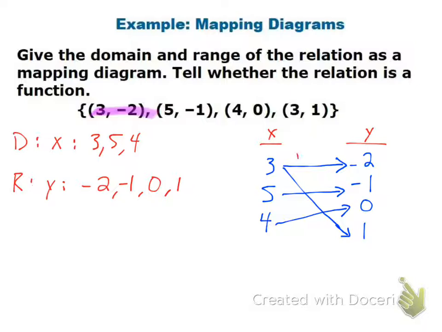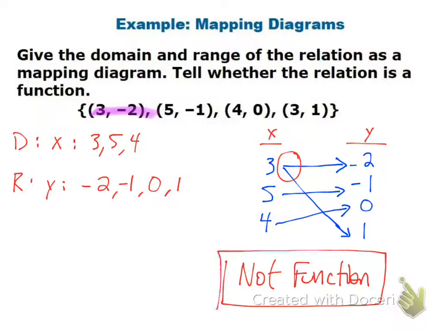And so what I have here is whenever I have this happening and x going to two different y's, this one's not going to be a function. The definition of a function is that each x goes to one y. If I have an x going to two different y's, that's going to make it not a function.